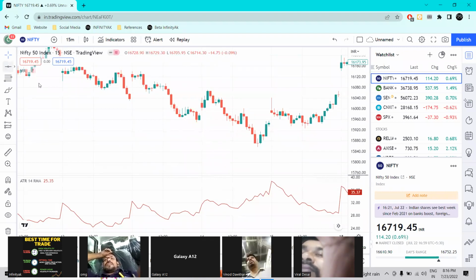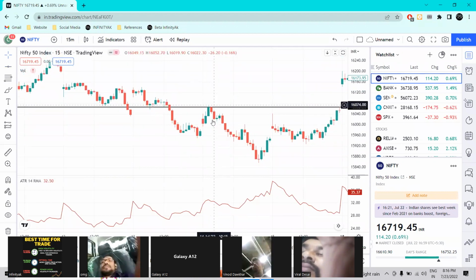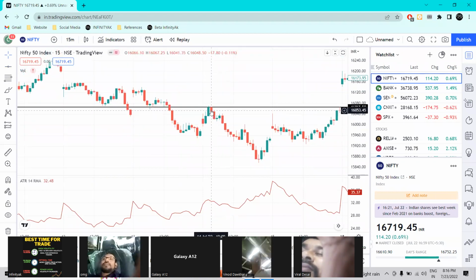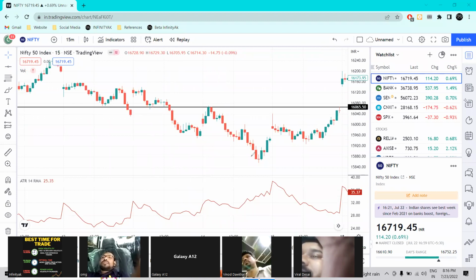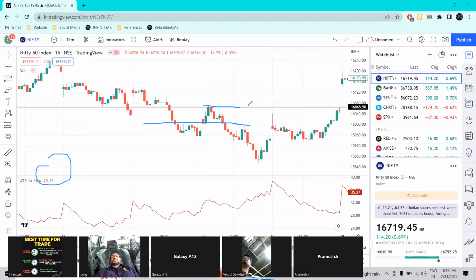So this is the resistance zone. If we come to 1680, that is the resistance zone. If we come to here, we can sell here and it will show 32 points. We have sold here, sold the thing, sold here, and we can keep the stop loss here, 25 points, based on the ATR indicator.